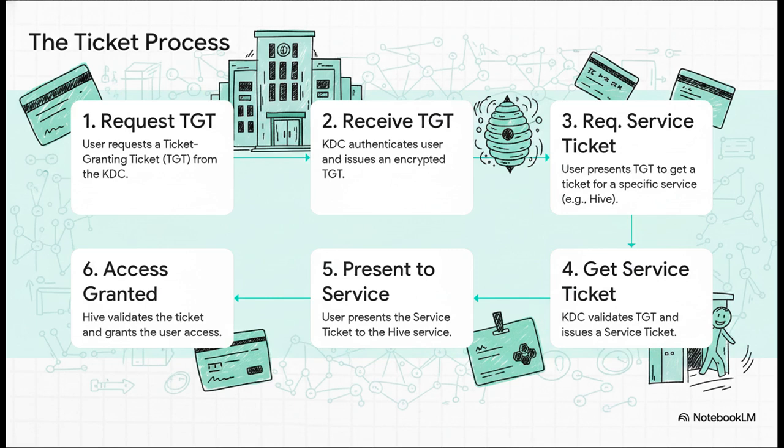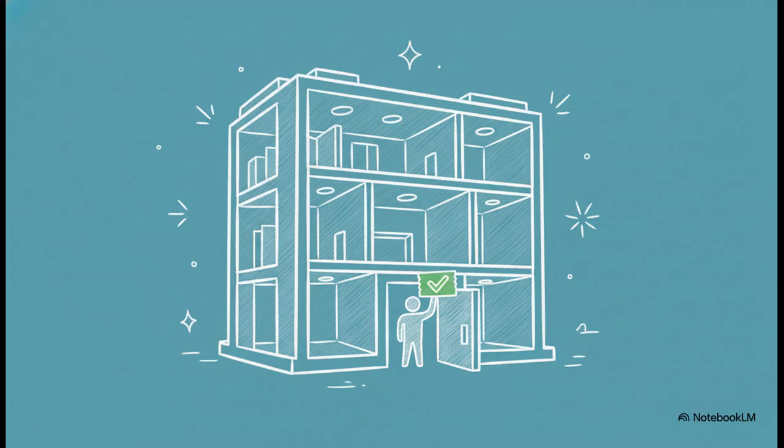Now with that building pass in hand, you can go back to the KDC and ask for a specific key card to a secure room, in this case, the Hive data warehouse. The KDC checks your main pass, the TGT, and says, yep, you're good, and issues a service ticket that's only valid for Hive. You then take that service ticket, show it to the Hive service, Hive checks it, and finally lets you in. And just like that, boom, Kerberos has verified your identity.